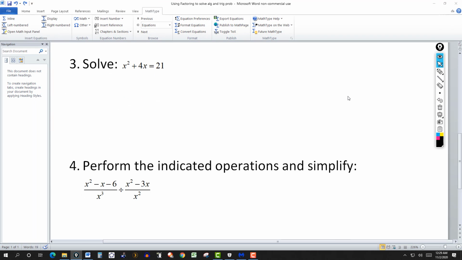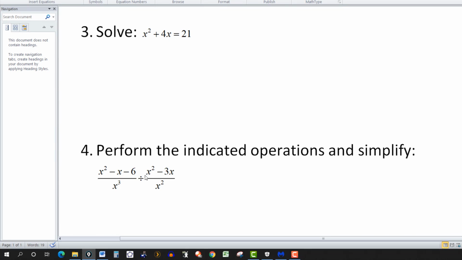And then on the next one, perform the indicated operations and simplify. So here you're just multiplying two fractions, rational expressions if you want here. And then we want to simplify. I want to give you the answer in simplified or reduced form. So what we want to do is we want everything factored out if we can, and then cancel factors out that are alike. If you have one factor on top and one factor in the denominator that's the same as one in the numerator, then you can cancel those out.